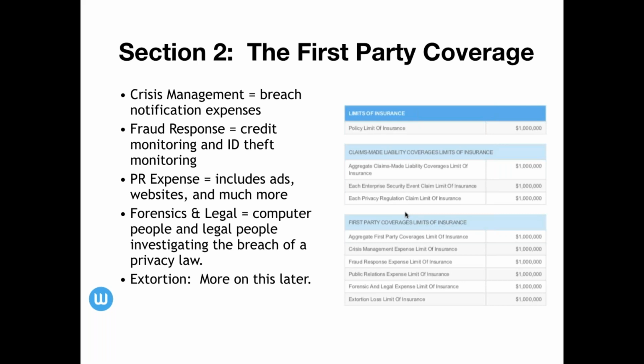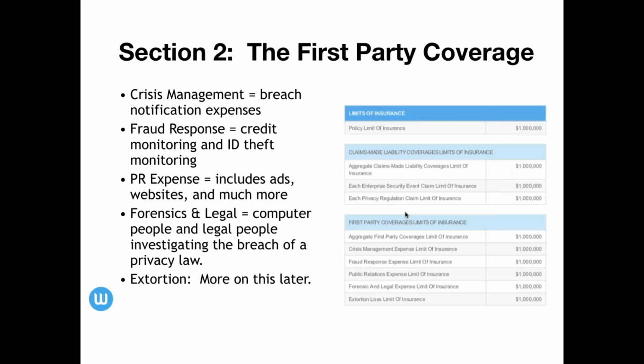This is the expense that's actually incurred by a company to notify its customers that a data breach of their private information has occurred. It goes hand in hand with the fraud response coverage, which is specifically the credit monitoring and ID theft monitoring for the loss of credit card numbers or social security numbers or driver's license numbers that in many states is legally required for any record that's lost or for any customer that you have.